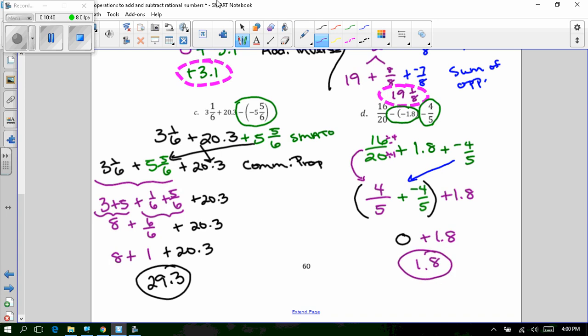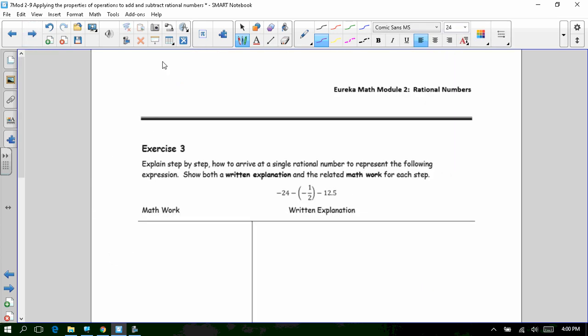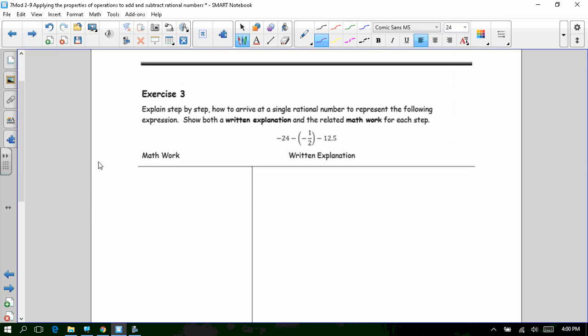All right, check out page 61, exercise 3. Okay, again, this is going to look a lot like what you're going to see on the test, and the test is after this lesson. We're going to review and we'll get ready for the test. Okay, so we need to make sure we know how to do these. It says explain step by step. Every time you do something, you have to tell me what it was and the reason why.